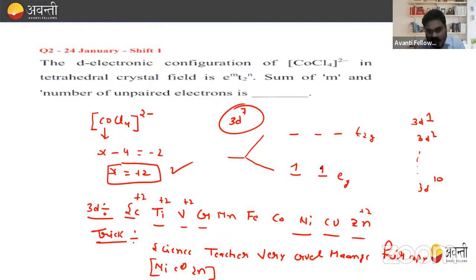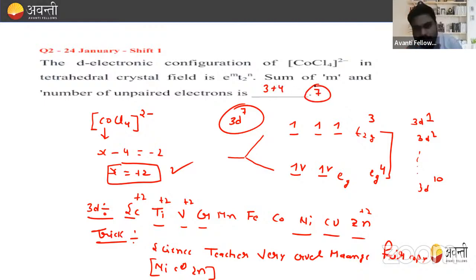So how to remember this 3d7? Just write: 1 electron, 2 electron, 3 electron, 4 electron, 5 electron, 6 electron and 7 electrons. So how many of them are in t2g and eg configuration? In e they have 4 electrons, and in t2 they have 3 electrons. So the value here is 3 plus 4, that is 7. So this is the final answer, 7 is the correct answer. I hope it is clear to everyone. Is there any problem related to this?